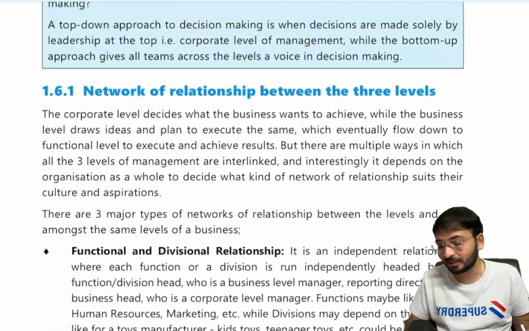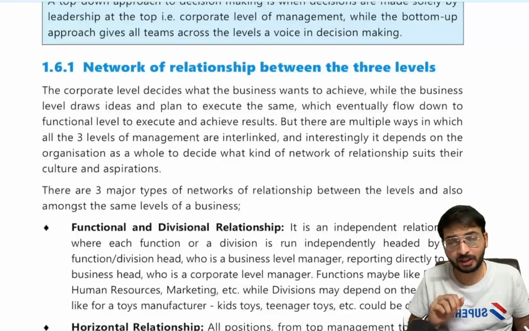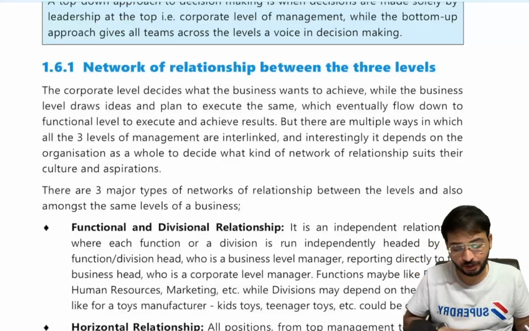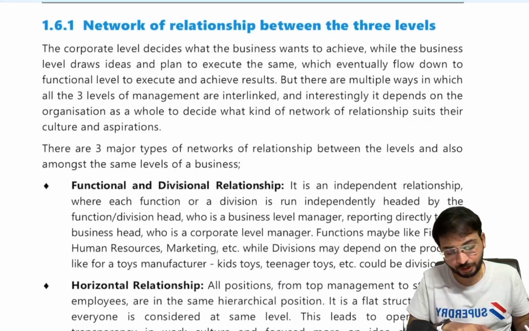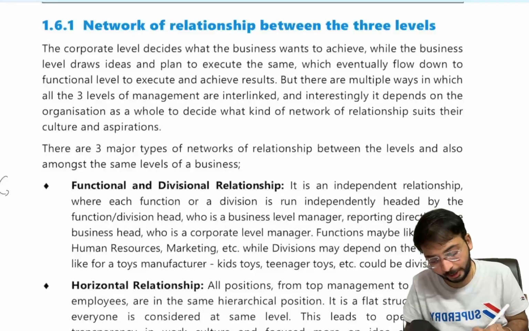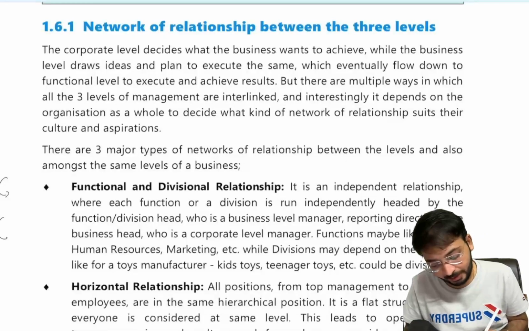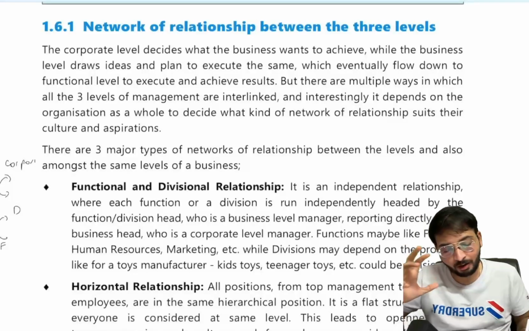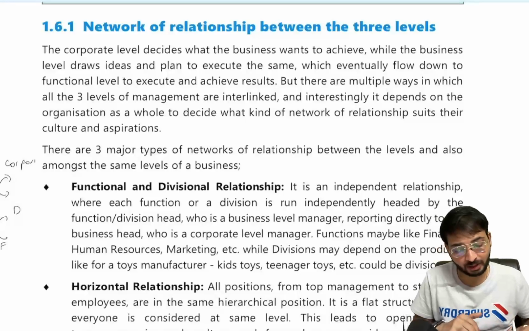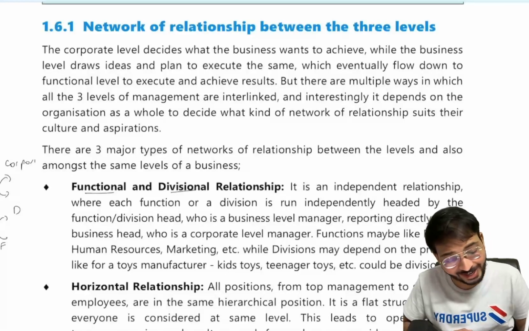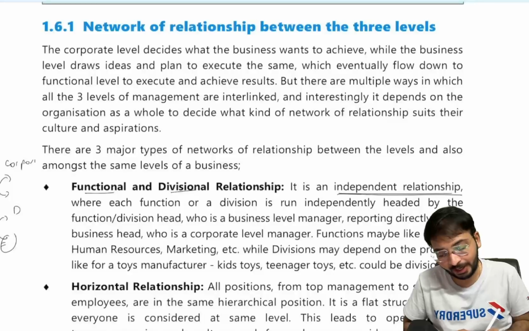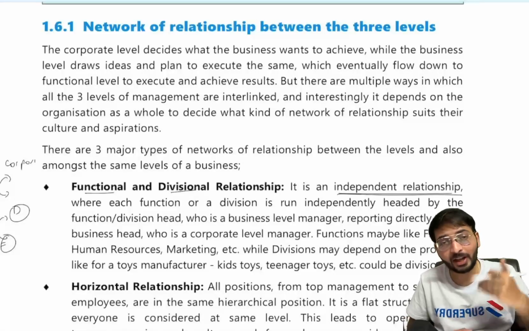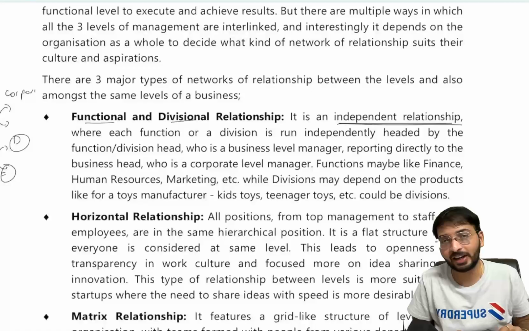Yes. Now, what is the relationship between the three levels? Firstly, what are they? Corporate level, business level, and functional level. Functional and divisional relationship: corporate will be reporting to functional, functional will be reporting to divisional, divisional will be reporting to corporate. So this is more of a traditional way of reporting. We have an independent relation. They will be running independently and each will be reporting to their higher authorities. So that is the functional and divisional relationship.